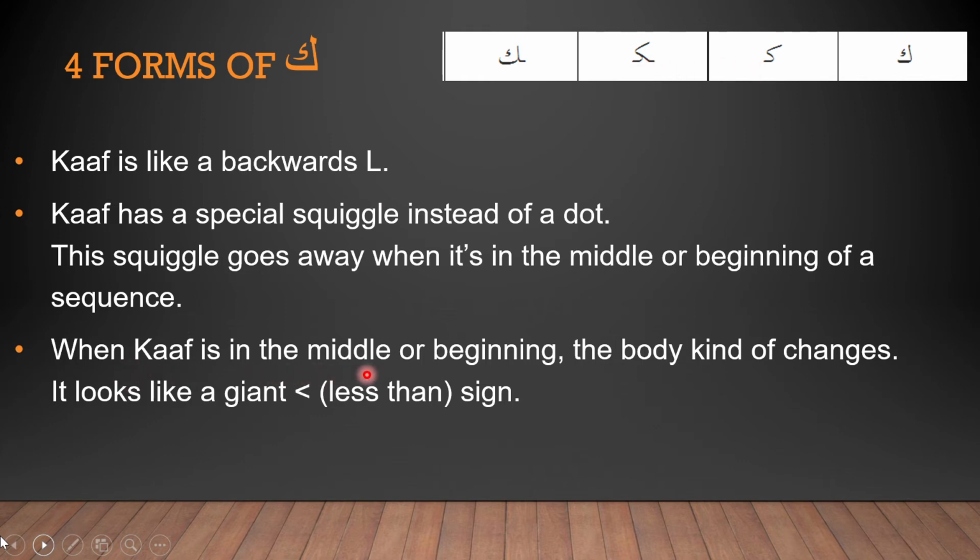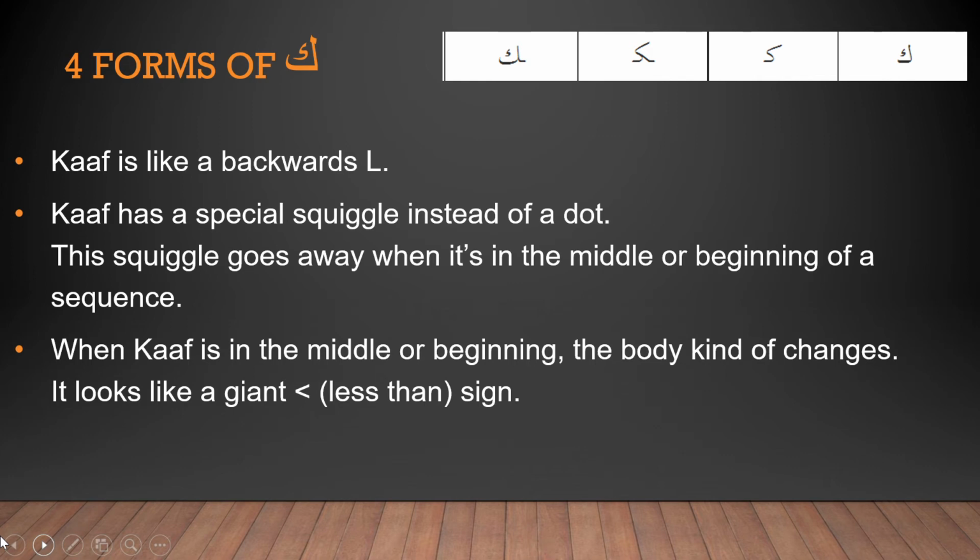When Kaaf is in the middle or the beginning, the body kind of changes. As we can see, it's clearly changing here. It looks like a giant less than sign. Mathematics, we need mathematics people here. Giant less than sign, can you see this? It's exactly like this. It can be pointy also, but it's most probably like the bottom part of an S. Of course, I can't explain this to you.